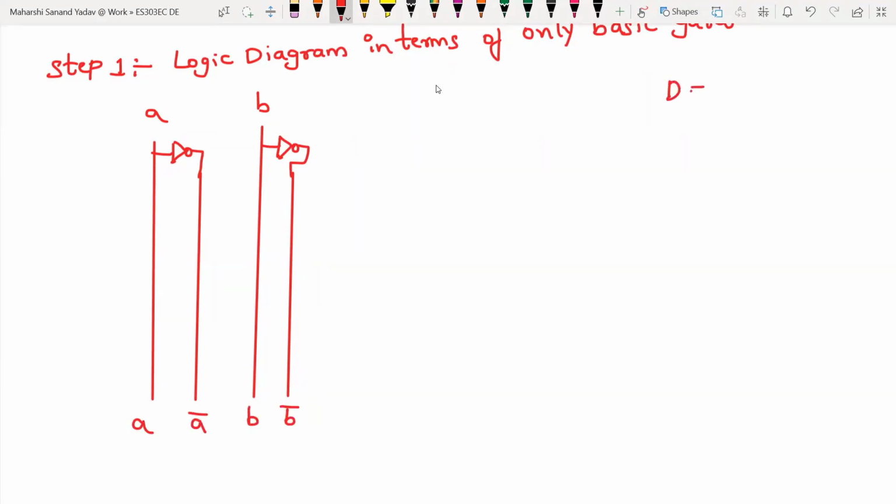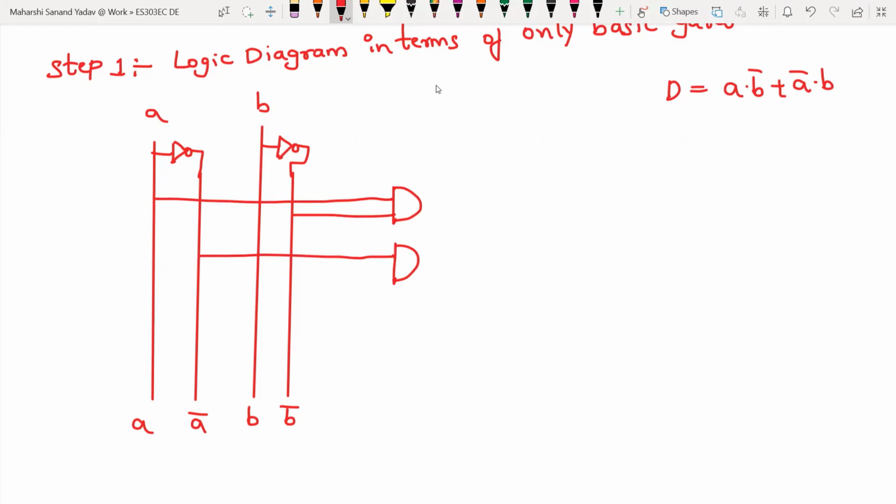To implement difference, which is A B bar plus A bar dot B, we need two AND gates. So I'm taking one AND gate here and one more. The inputs for first one is A B bar. Next is A bar dot B. Finally, it should be given to OR gate.